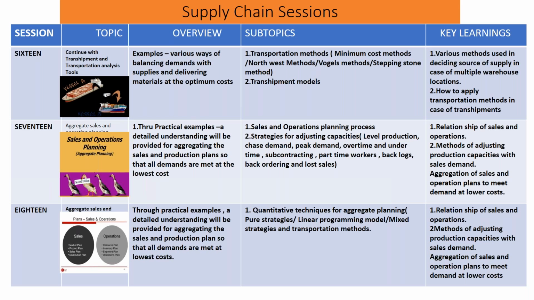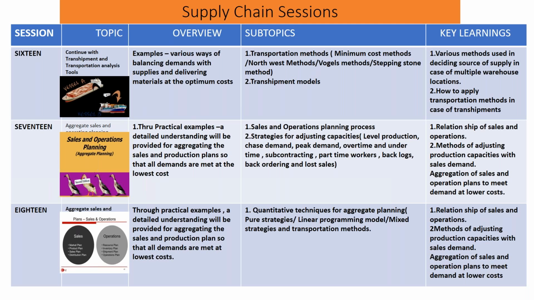So that is heuristic. Then comes sales and operations planning, that is chapter 17. We will have various subtopics in that, like the sales and operations planning process, strategies for adjusting capacities, level production, chase demand, peak demand, overtime. All these points we will address, and methods of adjusting production capacities with sales demand, because sales demand will keep on varying every month, every week, every day also. How to adjust those.